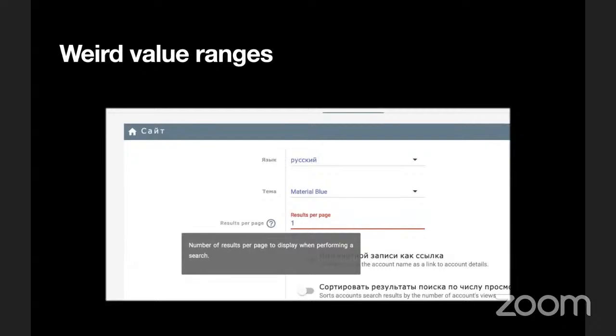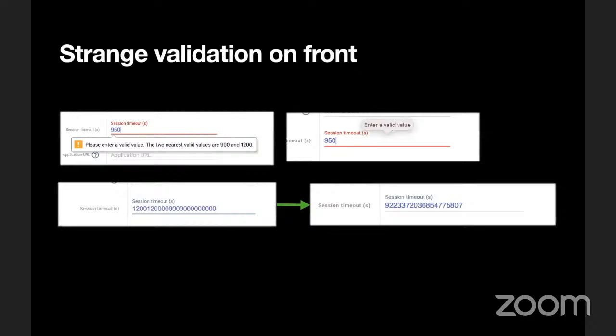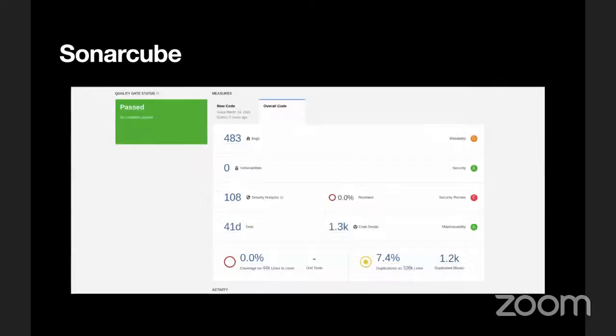About the UI, about validation on the front of some values. For example, when you see it for the first time, you don't understand what you should put there. You can put 9, for example, number 9, number 10, but at some point you could put minus 900,000, and it will work. And there are other examples where you just put some number and it says that maybe you should put some valid values between those and those, and no limitations at the front.